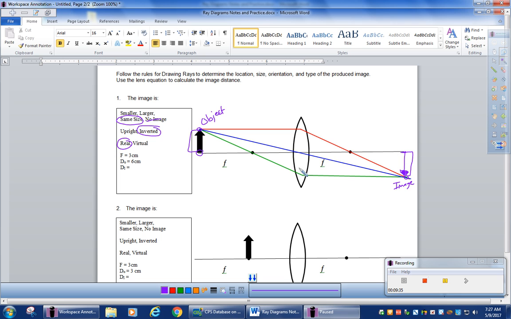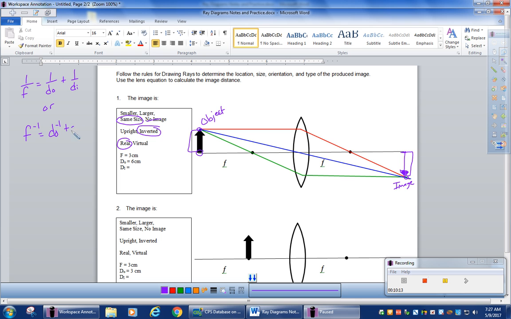The last thing that we're going to look at is a lens equation. And the equation for solving with lenses is written 2 ways. 1 over the focal length equals 1 over the object distance plus 1 over the image distance, or if you're not a fraction person, you can use the inverse functions off of a calculator. So the inverse of the focal length is going to be equal to the inverse of the object distance plus the inverse of the image distance.